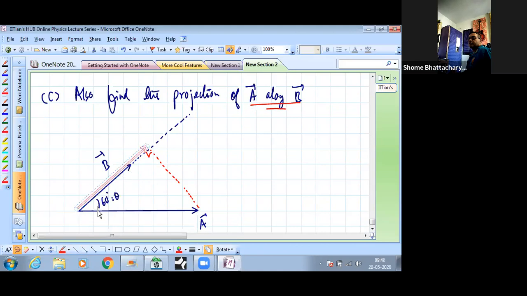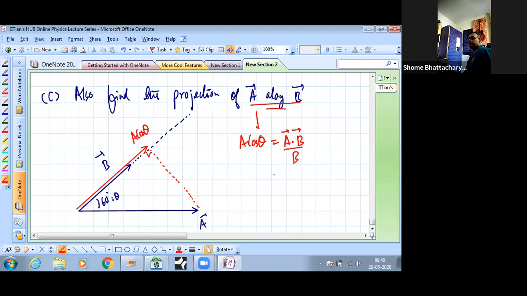So it doesn't matter that B is shorter in length. What is important is, along A's direction, rather along B's direction, this is the component. So we have to find A cos theta, which can also again be written as A dot B divided by mod B this time.